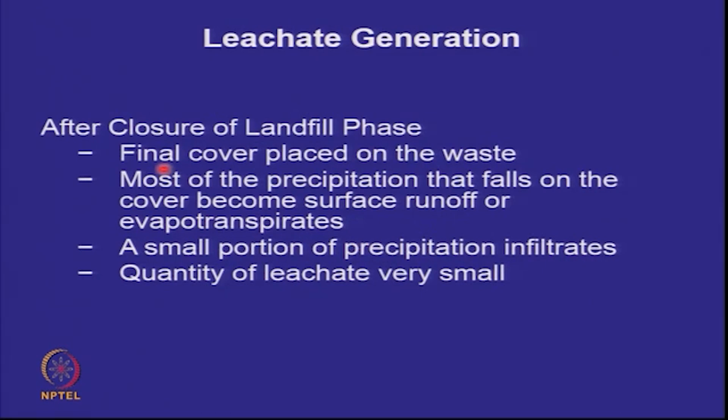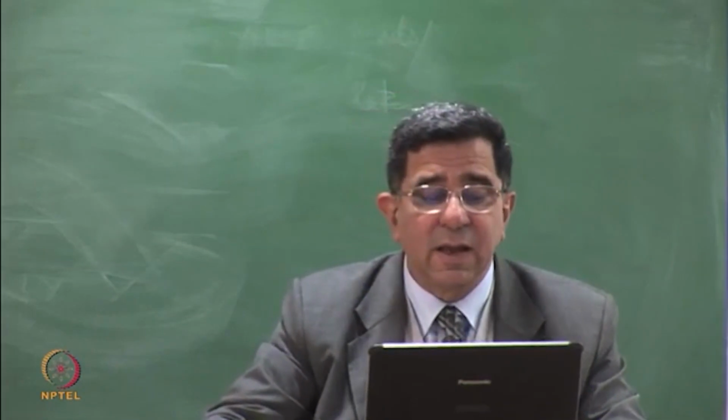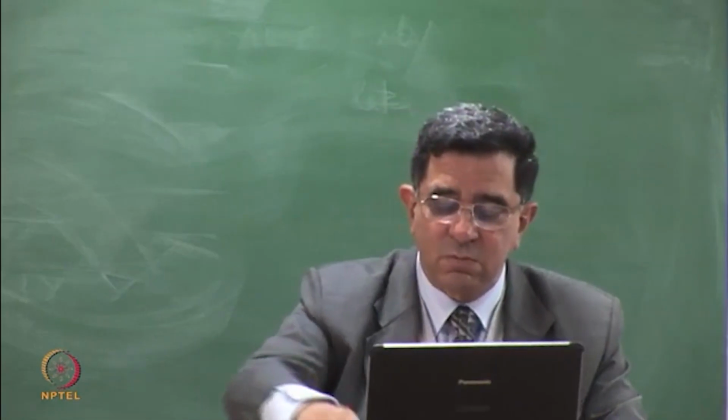After the closure, final cover is placed on the waste. Most of the precipitation becomes surface runoff or evapotranspiration. Small portion of precipitation infiltrates. And what infiltrates, again the internal drainage layer takes it away, and the quantity of leachate is very small.